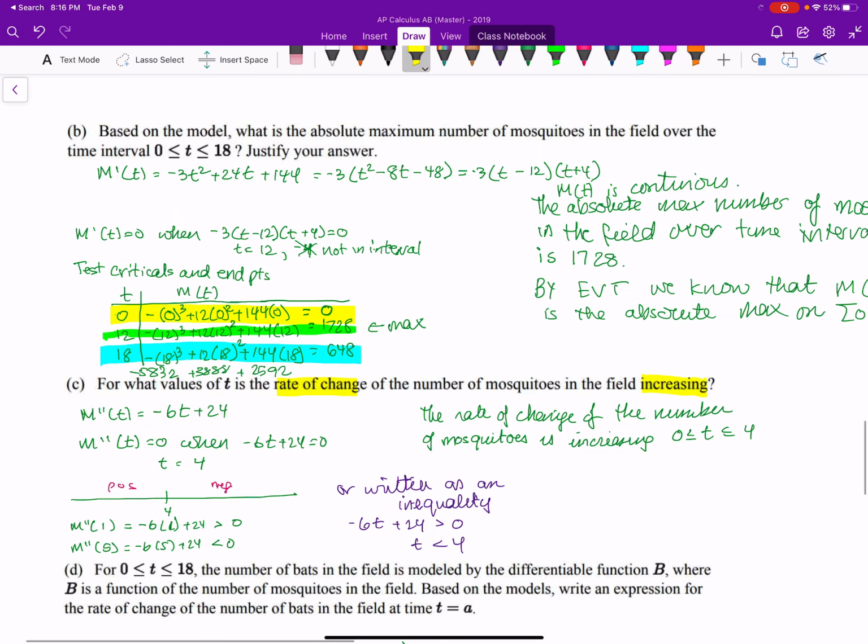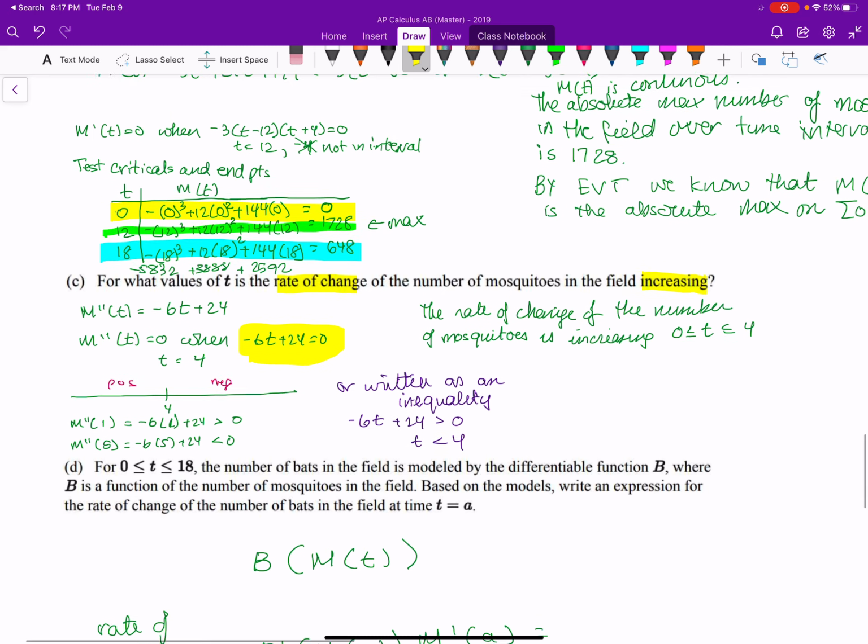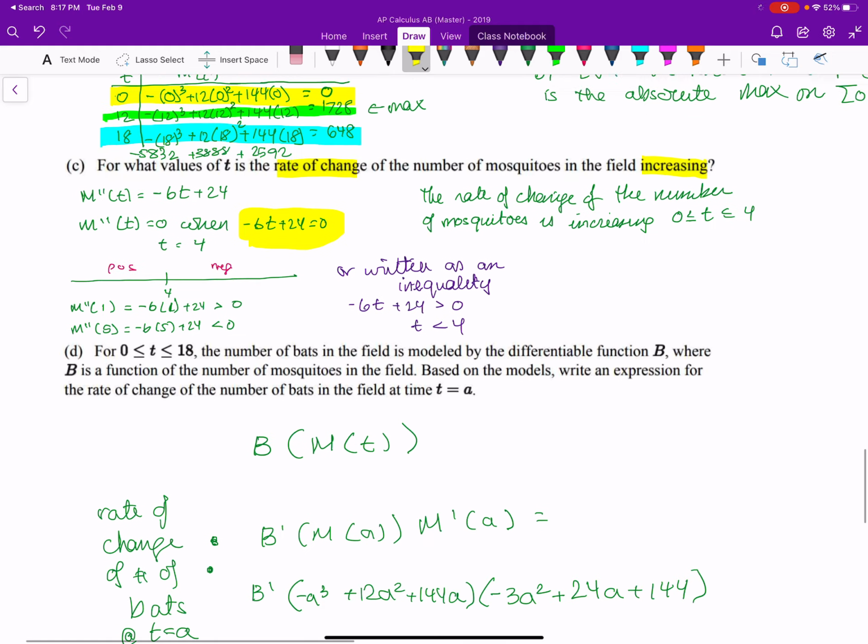So basically the derivative of the derivative got me negative 6t plus 24. Set that equal to 0. That happens at 4. Test values, I showed the testing values, or you could have written it as an inequality in this case because I'm just looking for where this part is greater than 0. So that's another option. And then you write a sentence. The rate of change of the number of mosquitoes is increasing on the interval from 0 to 4. The last one I think confused, let's see what they did.